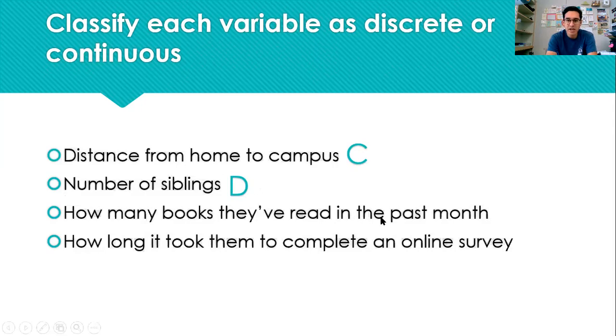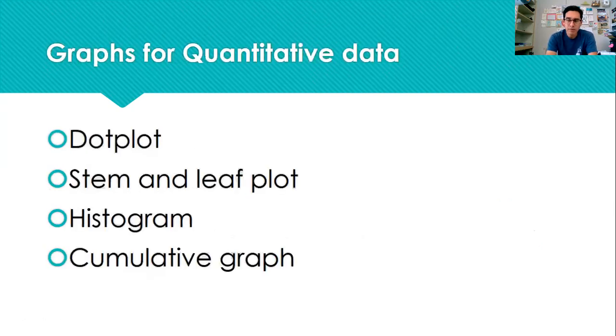How many books you've read in the past month? You would just count how many that is, so it's discrete. How long it took to complete an online survey. How long is a measure of time, so it's a measurement. 5 minutes, 6 minutes, 5.5, 5.25, 5.12863 minutes. You can measure that, so it's continuous.